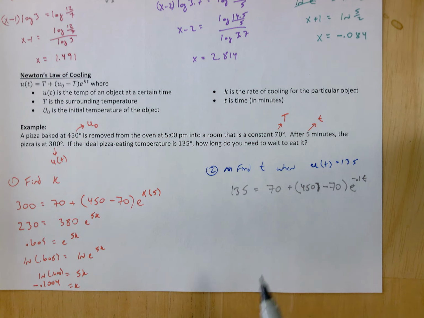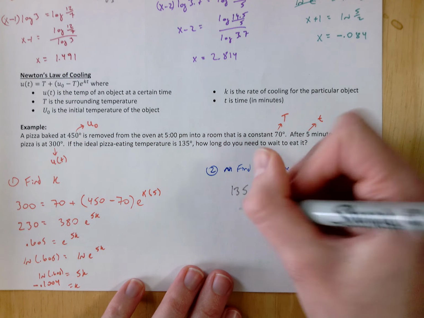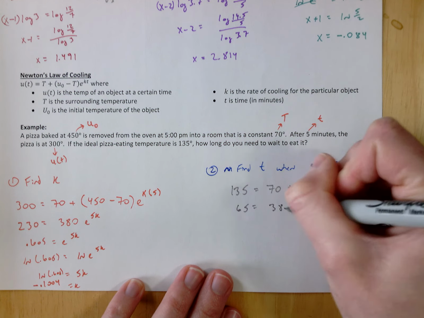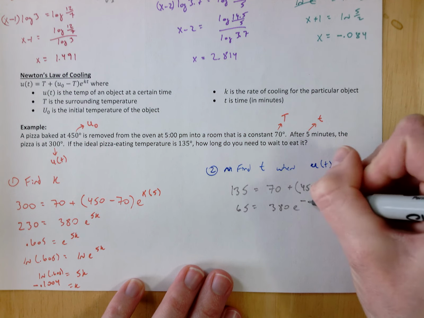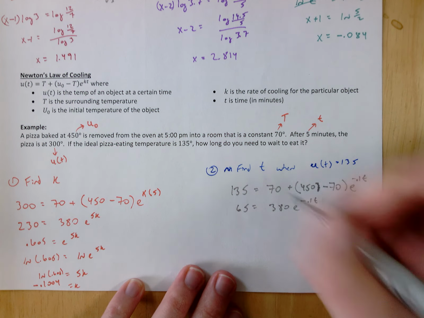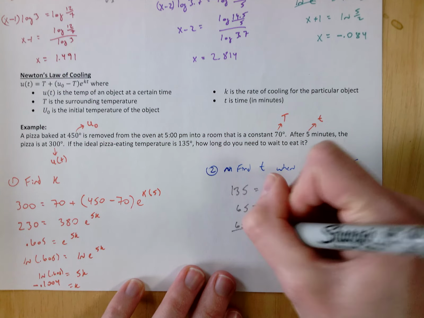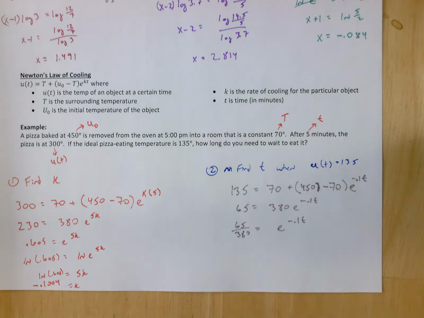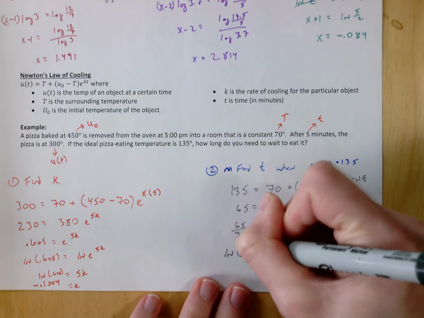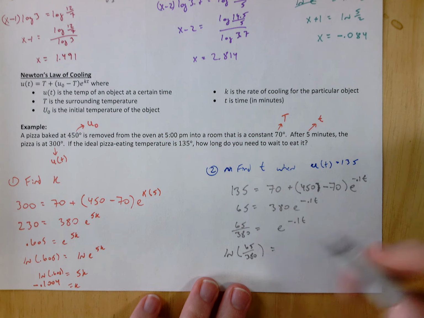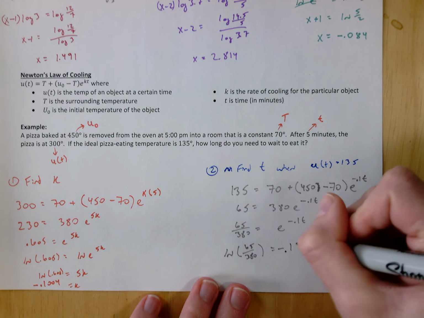Cool, so now I'm going to go ahead and solve this. So again, subtract the 70 from both sides, that's 65. And I can combine those numbers, that's still 380. And it's E to the negative 0.1 T. Divide both sides by 380. So I'm just going to call it 65 over 380 for now. Okay, like before, I'm going to take the ln of both sides. So it'll be the ln of 65 over 380 equals, and then the ln of E is going to cancel and leave me with negative 0.1 T.